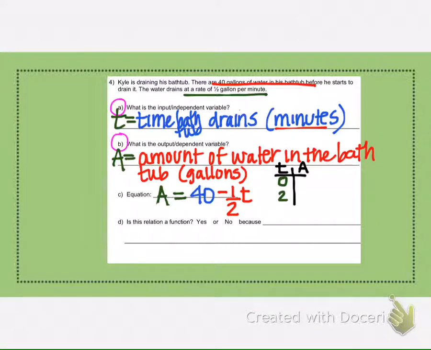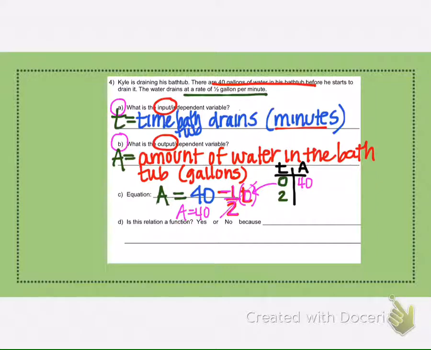Okay, part D asks if this is a function. So remember, a function means every input, so every time, has only one output, amount of water. So for example, if I plug in for T a 0, a time of 0, we're going to get A equals 40. When we do negative 1/2 times 0, this is going to be 0, and we're just left with 40. So when we plug in an input of 0, we only get one output of 40. We didn't get two numbers.